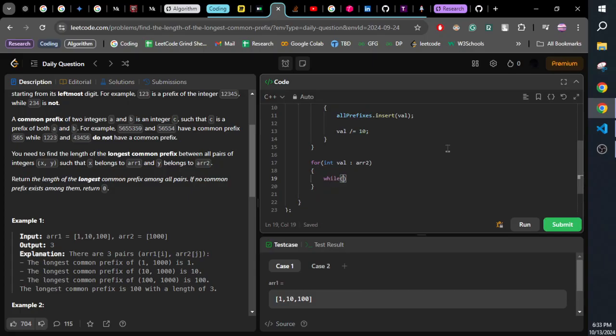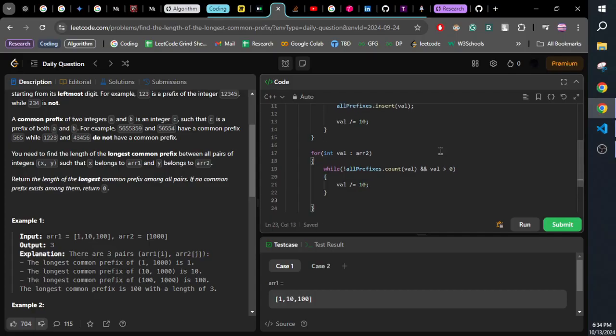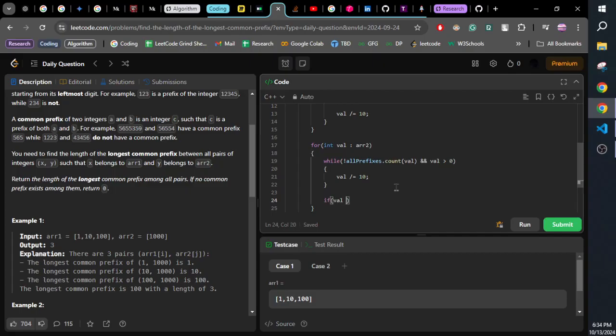We check if the value from array 2 is contained in the hash set and the value is greater than 0. Now, if it isn't contained in the hash set, what you can do is deduct one digit from the value, right? The value should be reduced by a factor of 10, and if for some case the value matches a value contained in the hash set, we can say that if the value is greater than 0, then it actually is contained in the hash set.